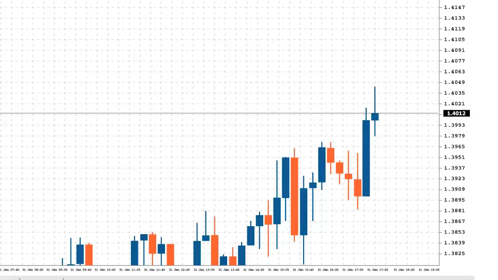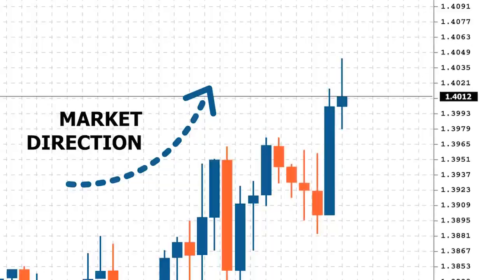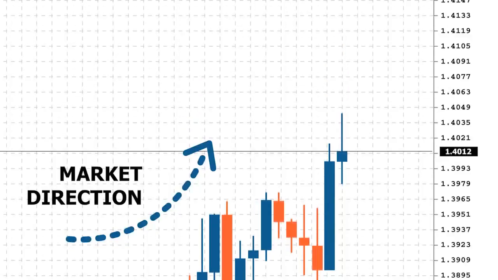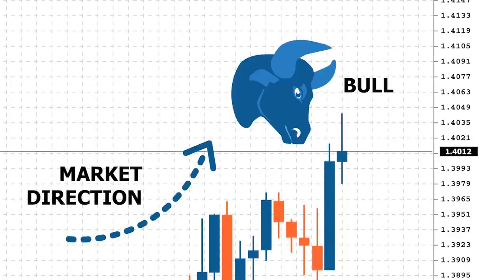The market direction is going up. You believe it will continue going up. Don't worry, we teach you how to ascertain this in our learning path. The price is 1.4012. You decide to buy because you think the price will continue going up. At this moment, you are a bull. No offense. This is the term that describes a trader as a person who believes the price will go up.